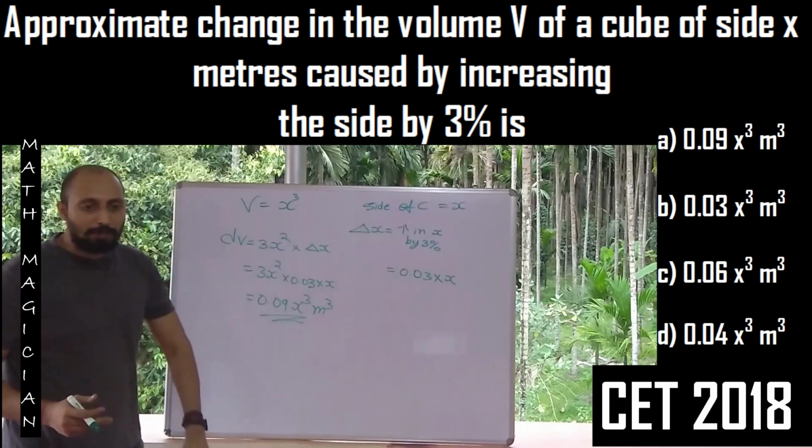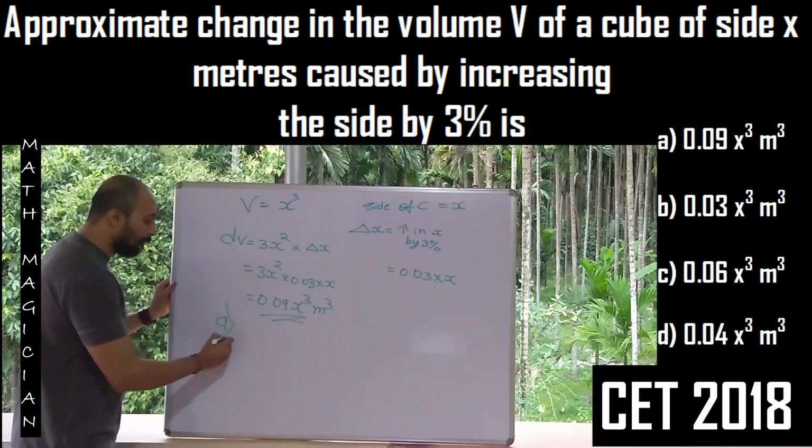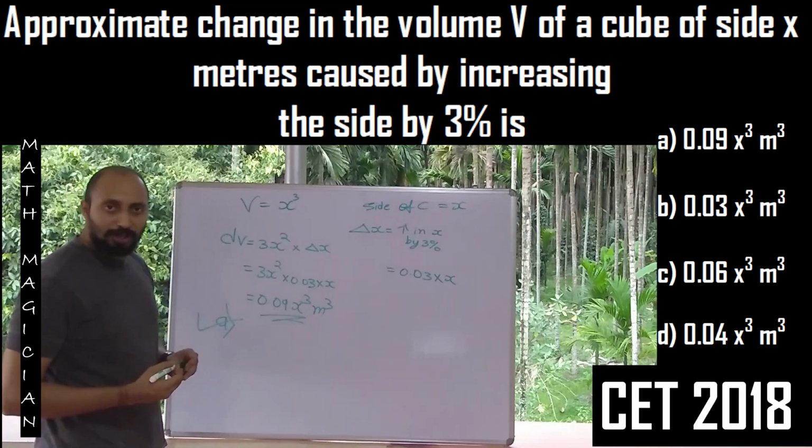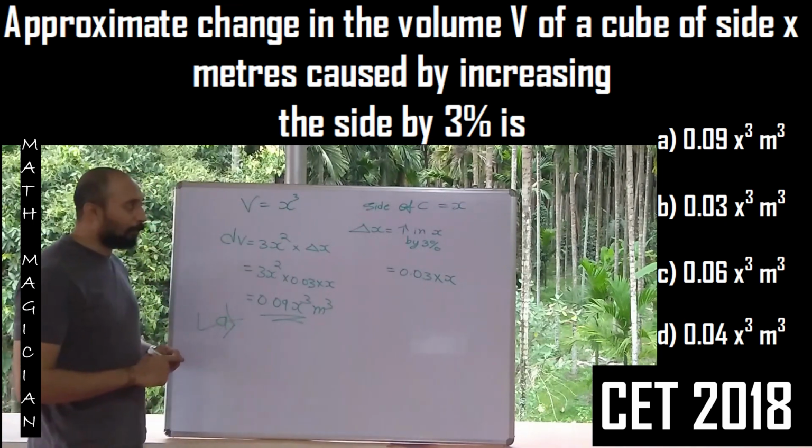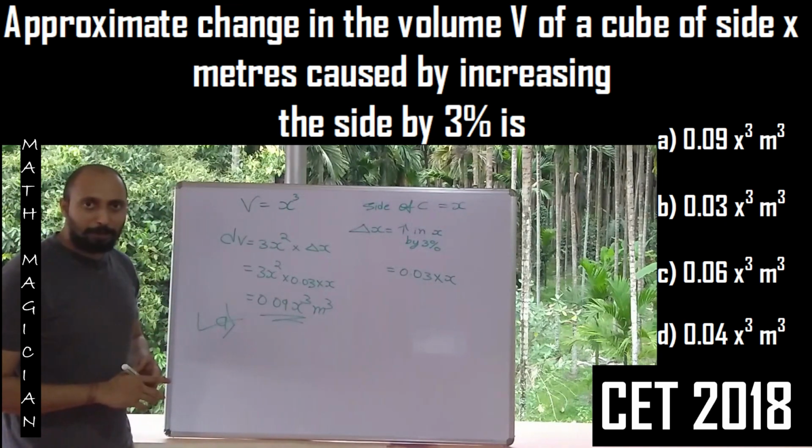So we can see the options. Option A looks like the perfect and right answer here. So option A is your right answer, a simple problem from the 2018 paper.